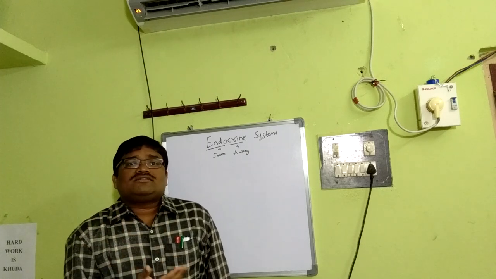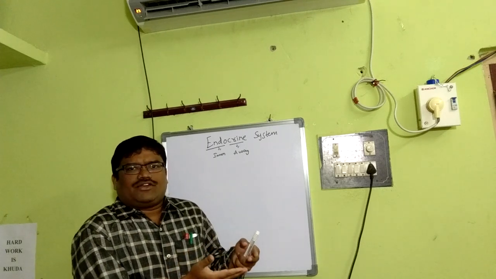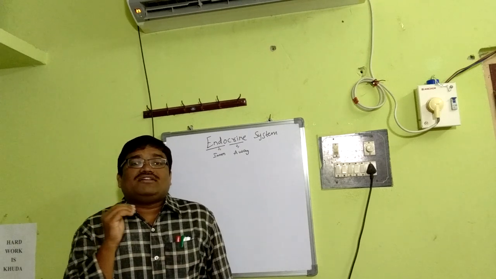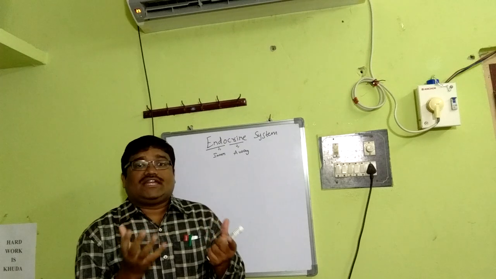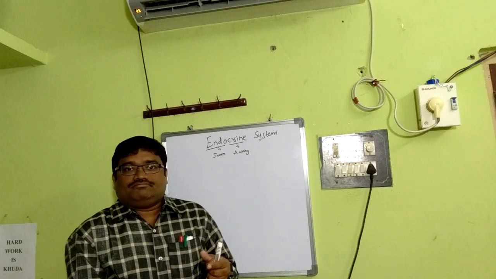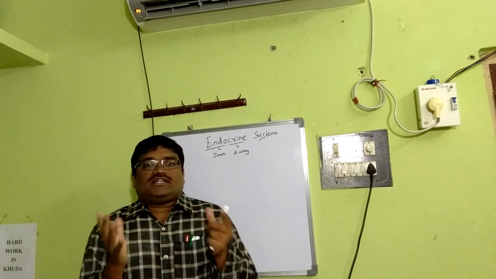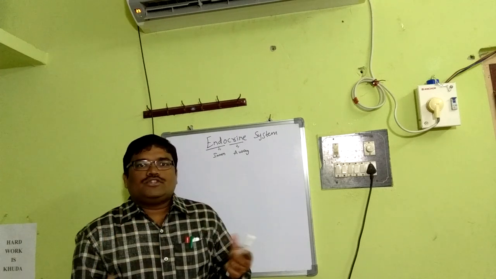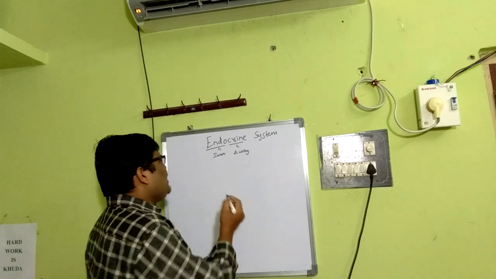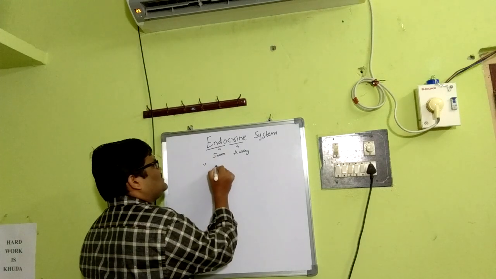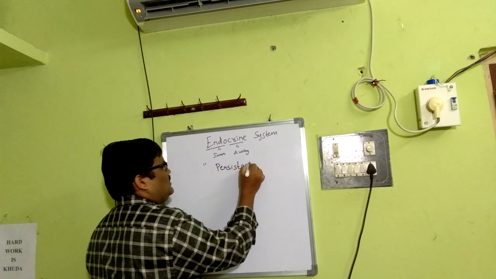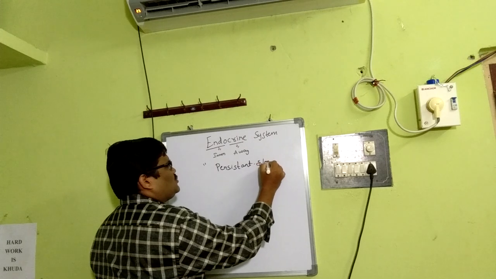Just like nephrons to the excretory system, hormones belong to the endocrine system, and these hormones reach every cell and regulate their physiological activity. Either they accelerate or inhibit, depending on the kind of activity the hormones perform. So that is a broad overview of the endocrine system. The major activity of the endocrine system is persistent action, really slow action.